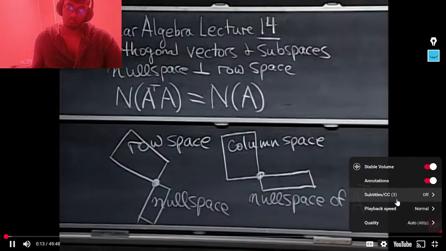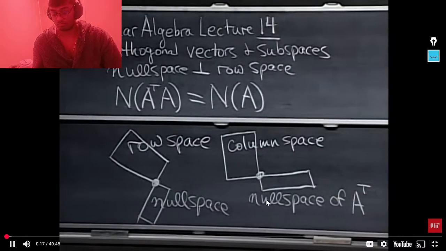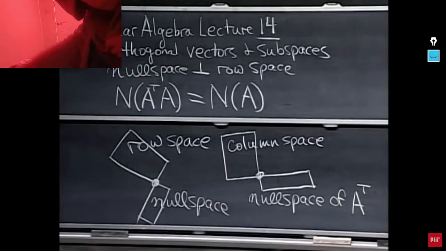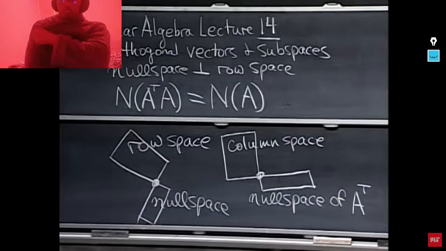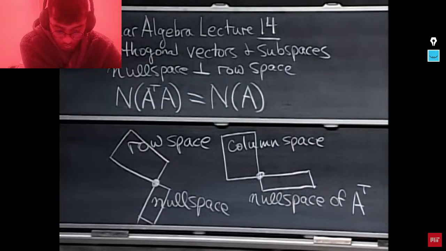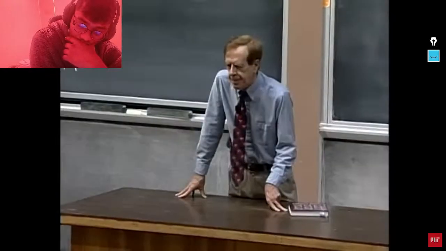Okay, cameras are rolling. This is lecture 14, starting a new chapter. Chapter about orthogonality. What it means for vectors to be orthogonal. What it means for subspaces to be orthogonal. What it means for bases to be orthogonal. So 90 degree. This is a 90-degree chapter.